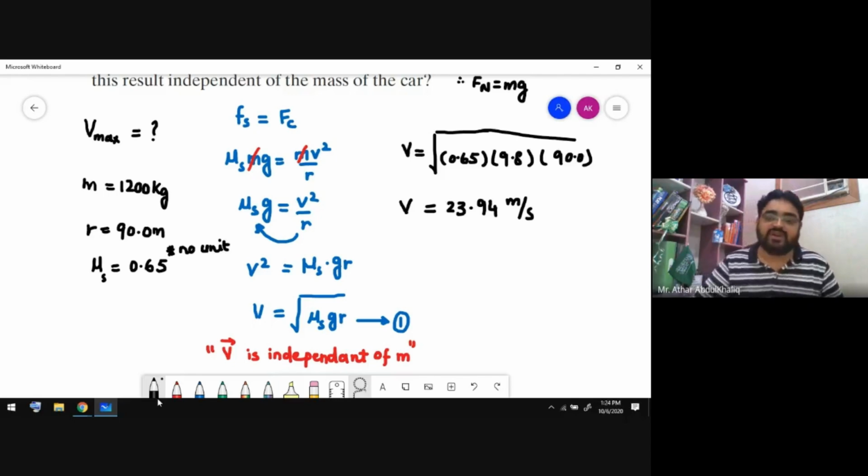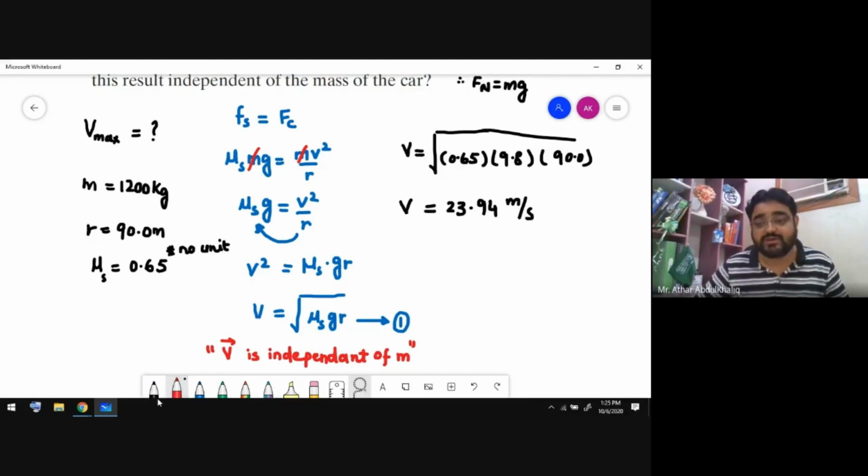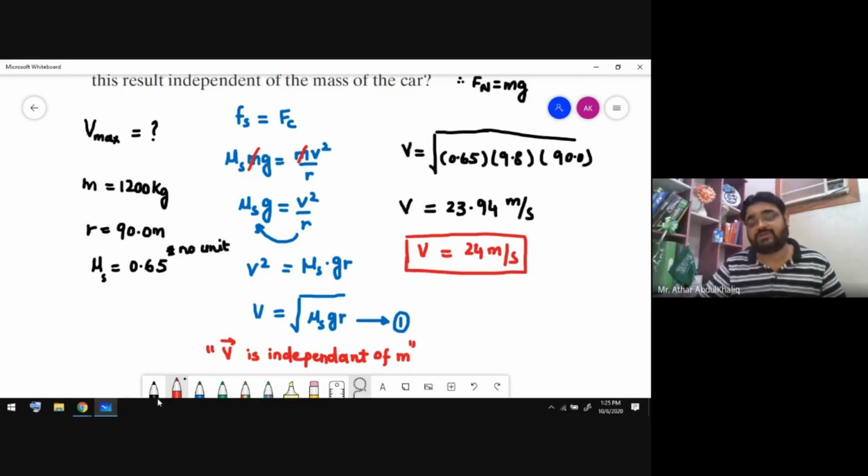Okay, the unit of the velocity is meter per second, and how many significant figures do we require? If you see, mass is given in 2 significant figures, radius is given in 3, mu is given in 2. So the minimum number is 2. How will you convert 24 point something into 2 significant figures? We will make it 24. It will be 24 meter per second. And you can see the second part of the question was, will this velocity be independent of mass or not? I already wrote here that this velocity is independent of the mass. Either mass is more or mass is less, it will have the same value of velocity.